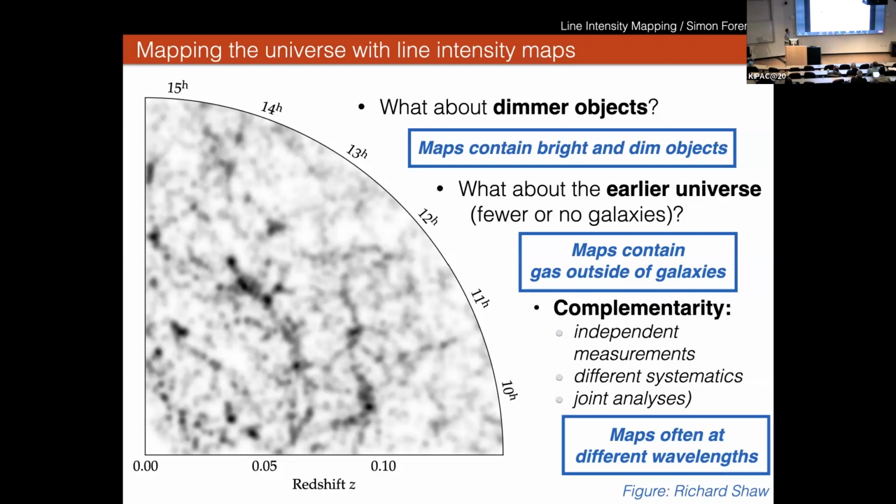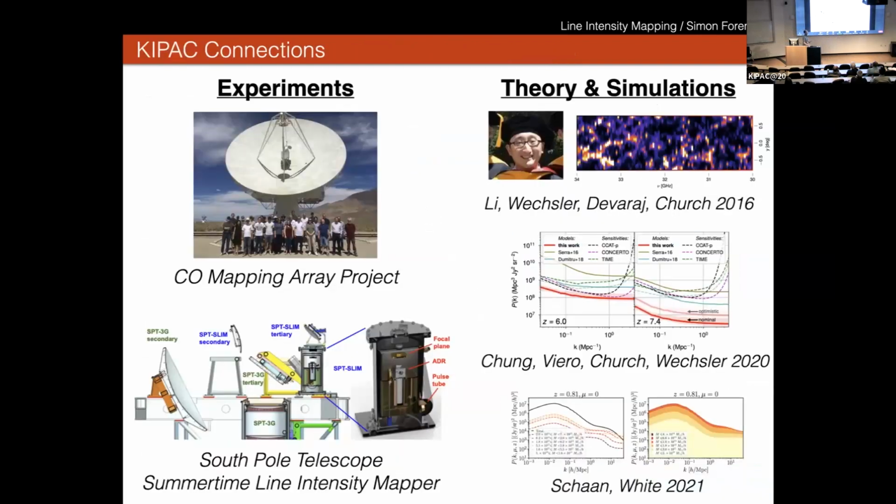There are different systematics, and therefore there's a large amount of complementarity because we're trying to map out many of the same structures, but in a very different way. Now, this technique has a long heritage at KIPAC.